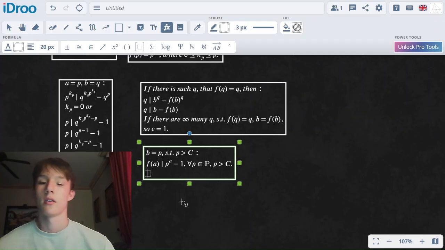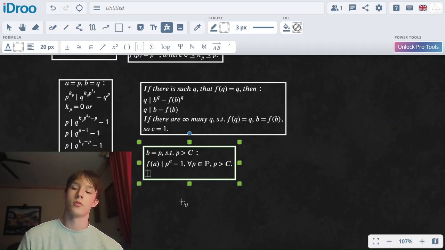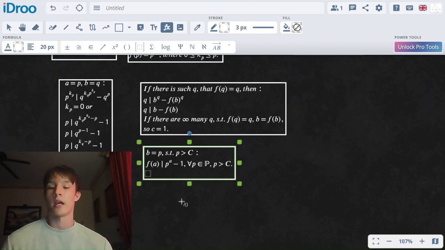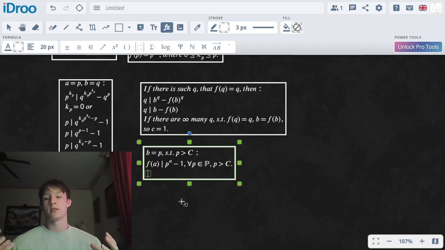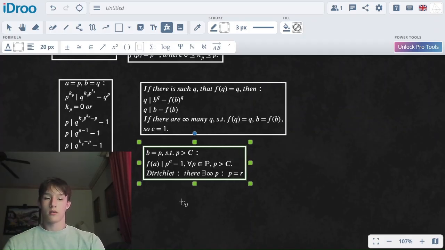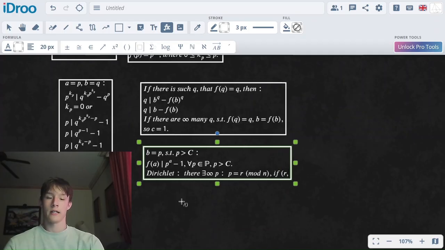It's very random because p gives a lot of residues mod f of a. So it's not likely that p to the power of a is 1 always. And the way we think about it now is, okay, we know that p is what decides the thing. And we know that there are a lot of residues mod f of a that p sorts out. What now combines residues mod f of a and primes p that we can control? And the answer is Dirichlet. Dirichlet's theorem claims that there exist infinitely many primes p such that p equals r mod n, if r and n are coprime.